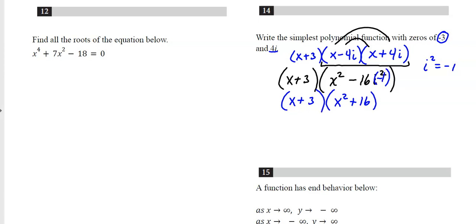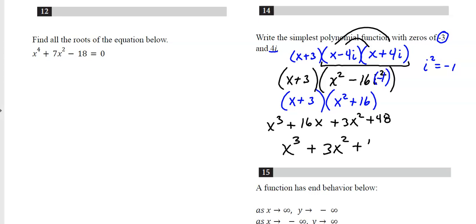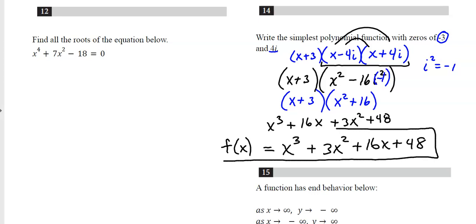And now I'm just going to multiply it out. So I'm going to use my distribution. Distribute the x. Distribute the 3. And group everything together. I'm going to put it in descending order. It's kind of a good habit to get into. And boom, there is a function that is going to have the zeros.